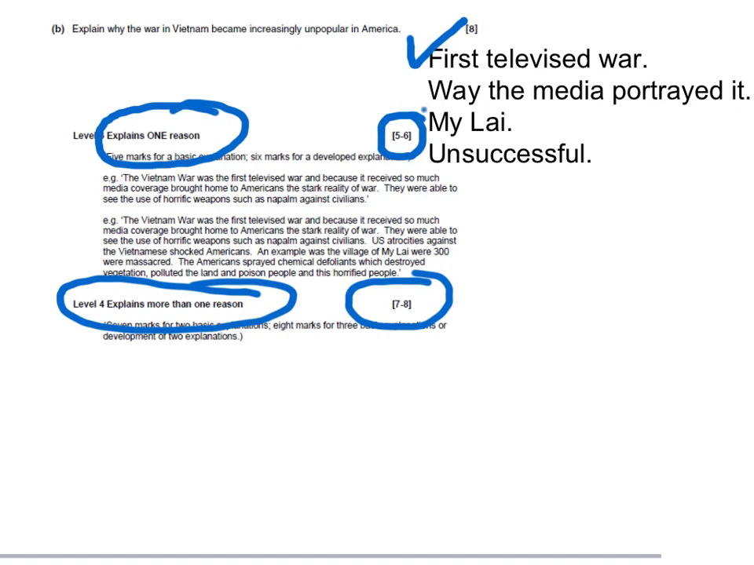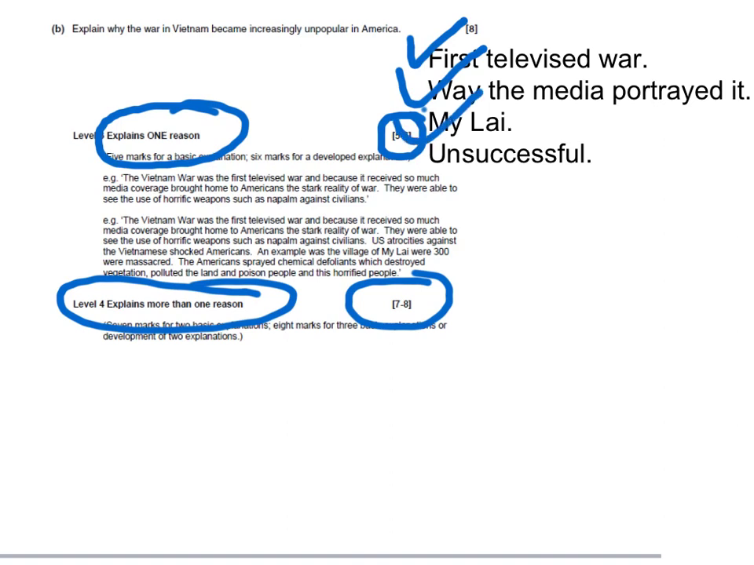And to add to that, the American media portrayed it in a certain way. They weren't positive about it. They tried to look at the negatives. They tried to show the American soldiers as incompetent, and always looked to put it in a negative light. Finally, we've got a good example of my lie.